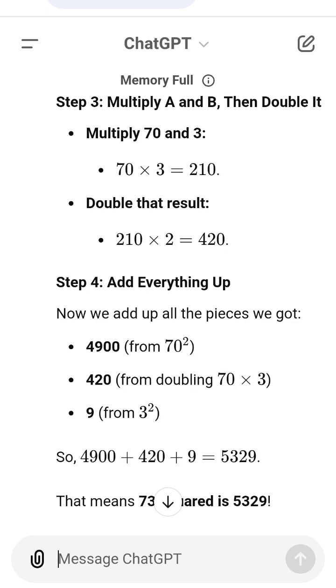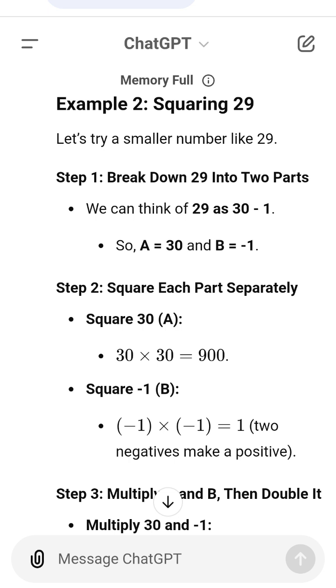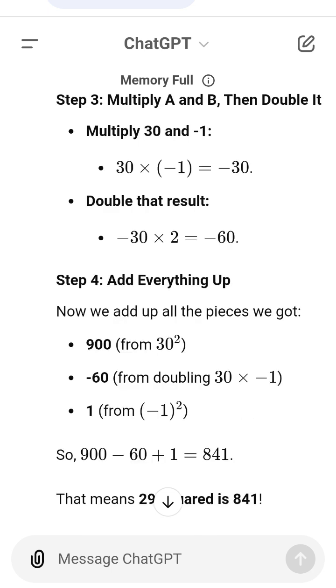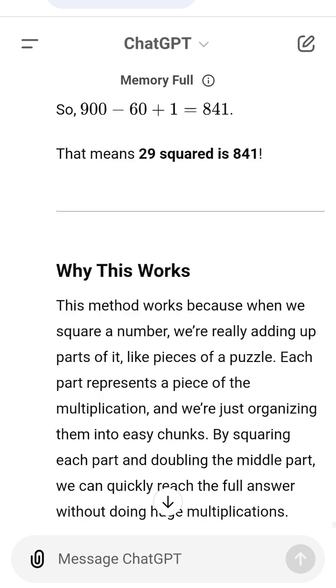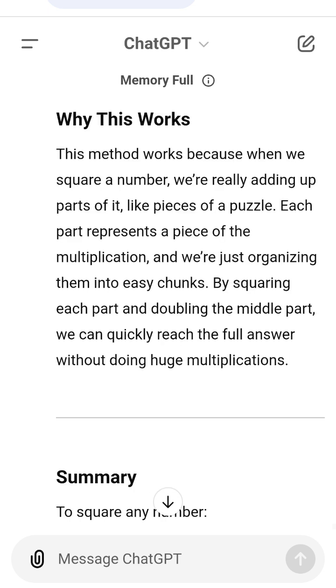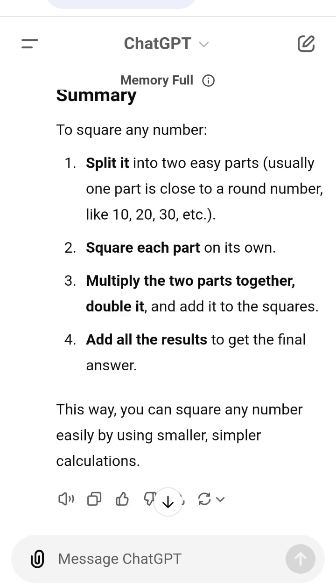Summary: to square any number, 1. Split it into 2 easy parts. Usually one part is close to a round number, like 10, 20, 30, etc. 2. Square each part on its own. 3. Multiply the 2 parts together, double it, and add it to the squares. 4. Add all the results to get the final answer. This way, you can square any number easily by using smaller, simpler calculations.